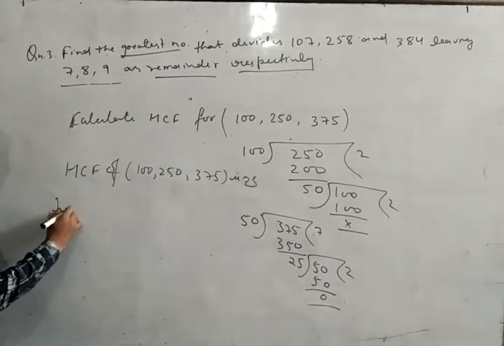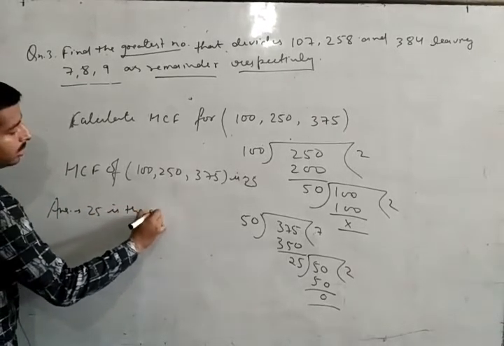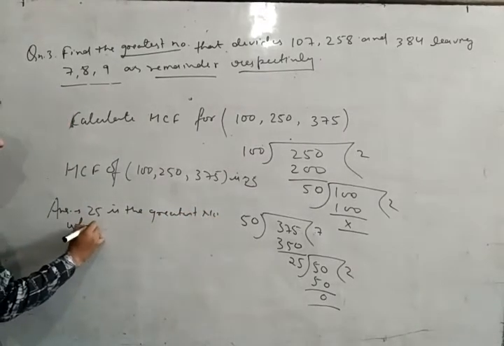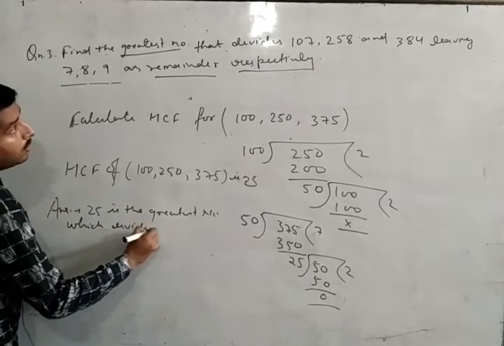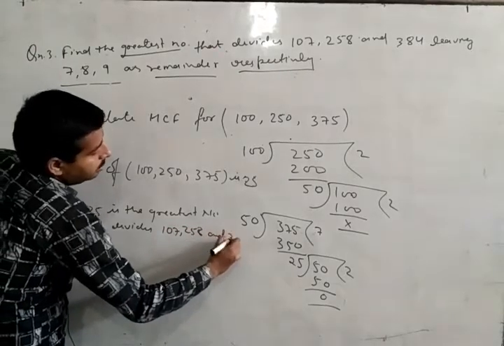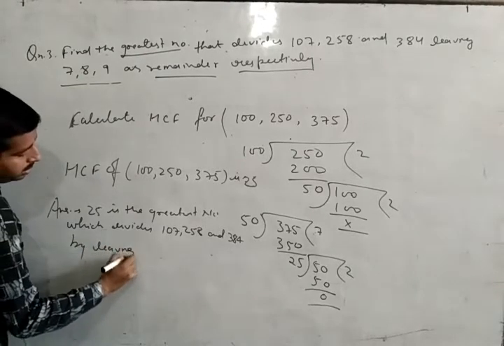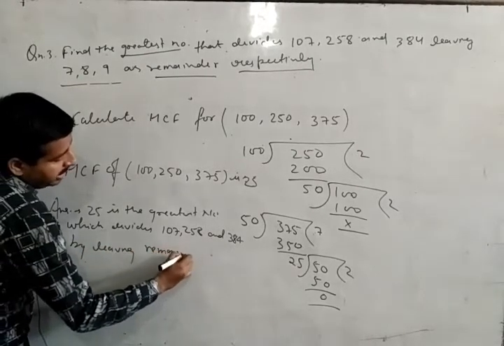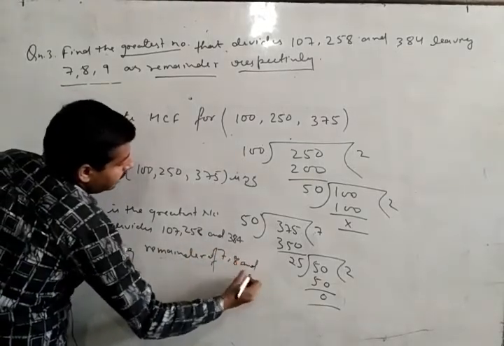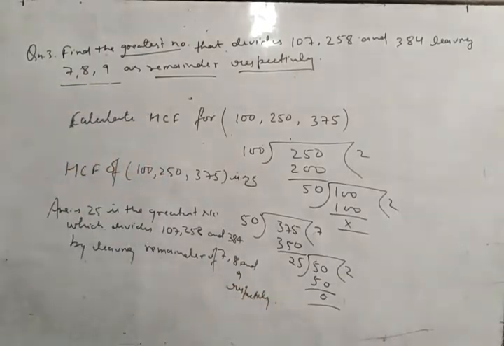Now the answer is: 25 is the greatest number which divides 107, 258 and 384 by leaving remainders of 7, 8 and 9 respectively. It's your answer.